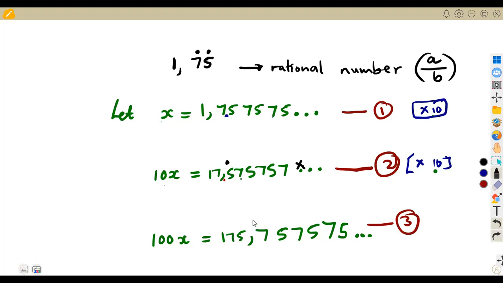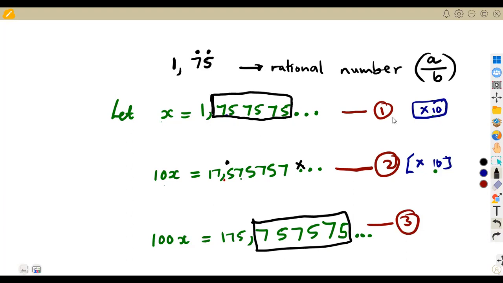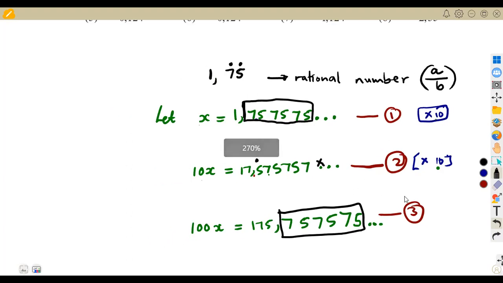Equation 3 and 1, after the comma, you're checking these values after the comma. 75, 75, 75. This is what we have here, 75, 75, 75. Exactly what we have on equation 1, right? Once you see that this is happening, you subtract your equations, all right? These are the steps that you just take, guys.